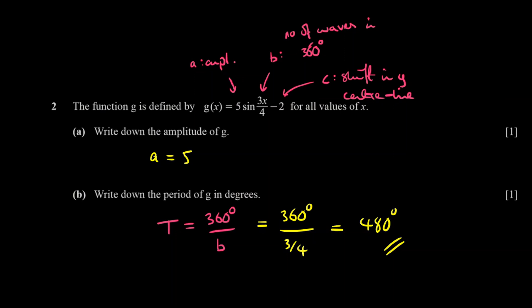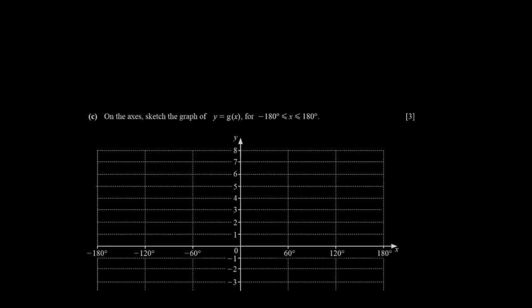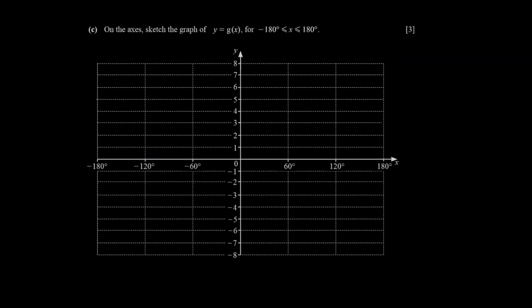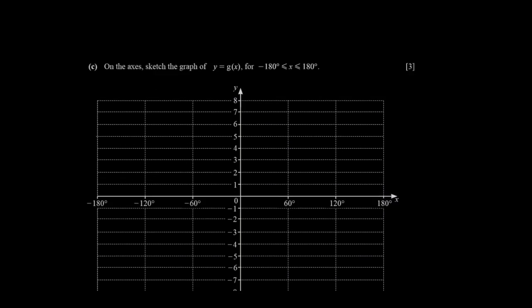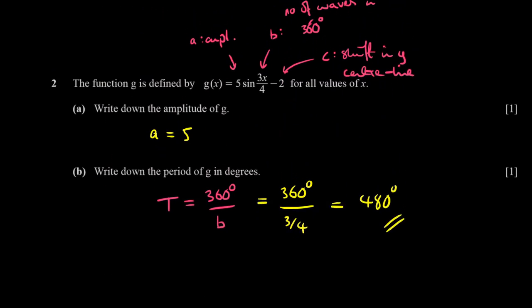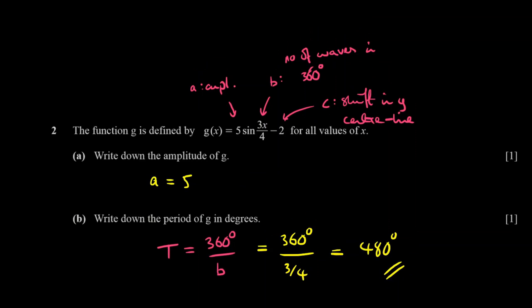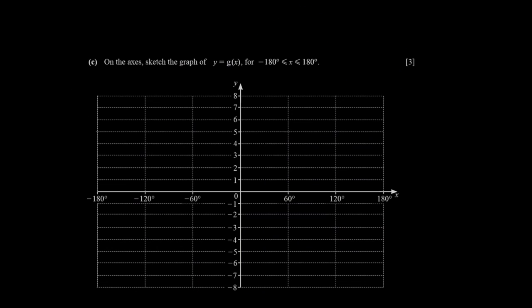All right then. Part C then is sketching all of this. So we've got to sketch this on the graph. Well, let's do what I said. Let's go in reverse order. We know that the shift in y is -2. So our graph, I'll just kind of draw it like that, is going to be shifted down by 2, and so that's going to be the center line.